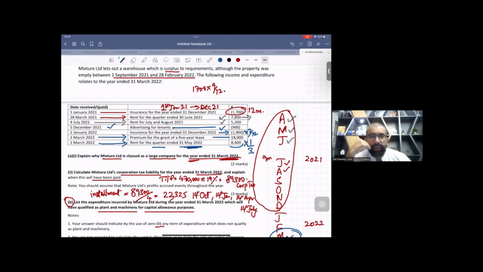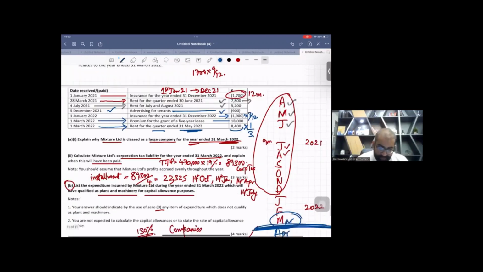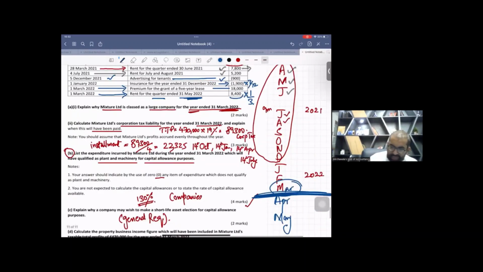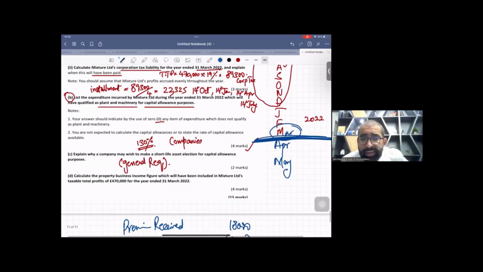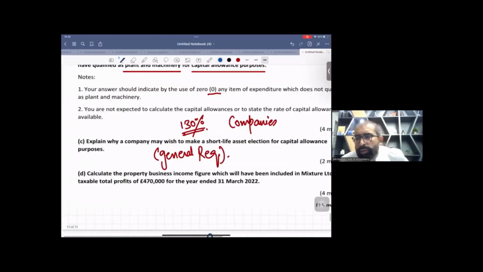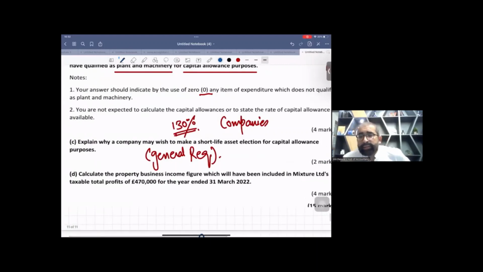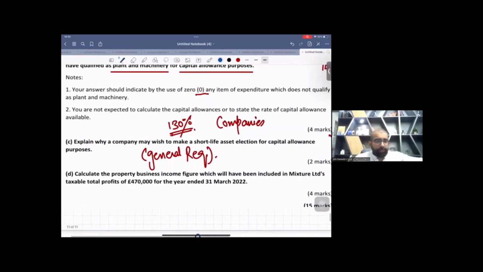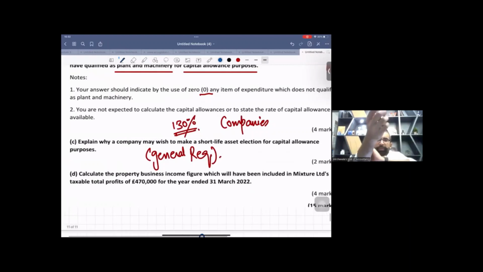Now let's read the last requirement. C, calculate the property business income figure which will have been included in the Mixture Limited taxable profits for the year ended 31st March 2022. It means you don't need to calculate any TTP. Just calculate the property income.